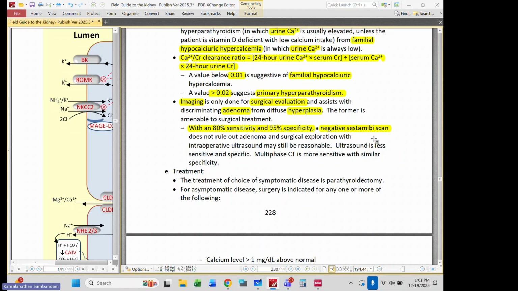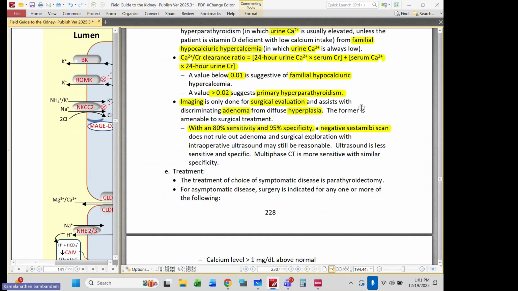Where the surgeon goes in and samples the draining veins to localize the overactive parathyroid gland, and then uses intraoperative ultrasound to find the gland even when sestamibi was negative. They take the gland out, and then they confirm that the PTH drops to define success.